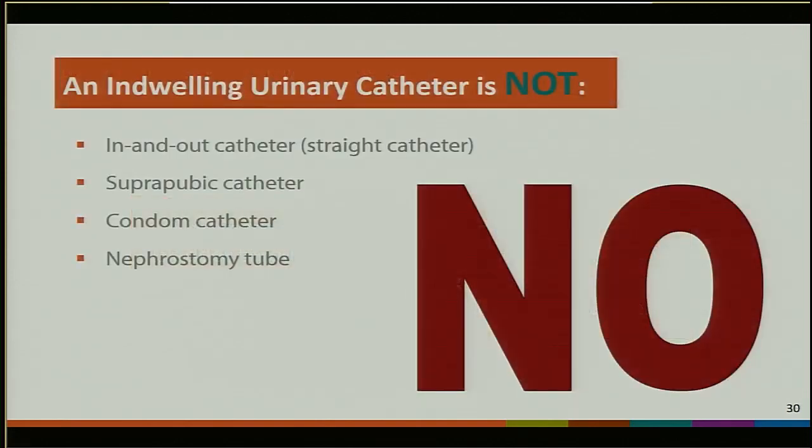What we do not consider as an indwelling urinary catheter are those straight catheters, the in and out catheters that are used to collect specimens or to relieve bladder distension, nor are suprapubic catheters considered, or condom catheters or nephrostomy tubes. Now, if you have a resident with one of these devices, they can still meet NHSN UTI criteria, but they would need to meet the NHSN SUTI criteria, not the catheter associated. And we're going to get to those definitions as well.